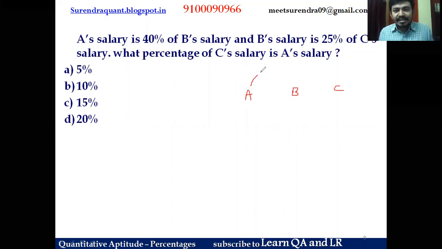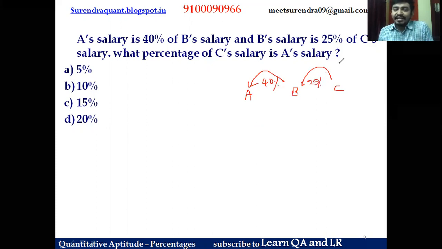Now, A's salary is what? A's salary is 40% of B's salary. If you know B's value, if you take 40% of that, you'll get A. But B's salary is 25% of C's salary. If you know C's salary, if you take 25% of C, you'll get B.